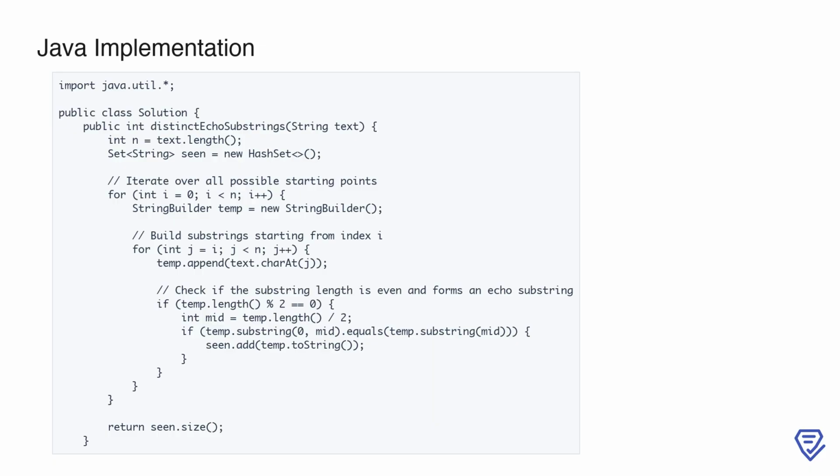Inside this loop, we create a StringBuilder object named temp to dynamically build substrings starting from the current index i. Then, the inner loop appends characters to temp one at a time, effectively generating all substrings starting at index i. Once a substring is built, we check two conditions: first, if its length is even, and second, if the first half of the substring is equal to its second half. If both conditions are met, the substring is added to the seen set, ensuring only unique echo substrings are stored.